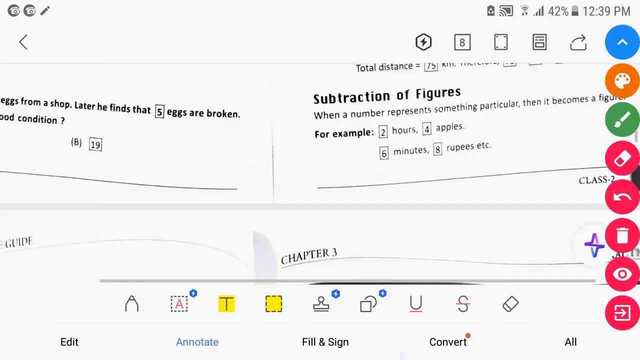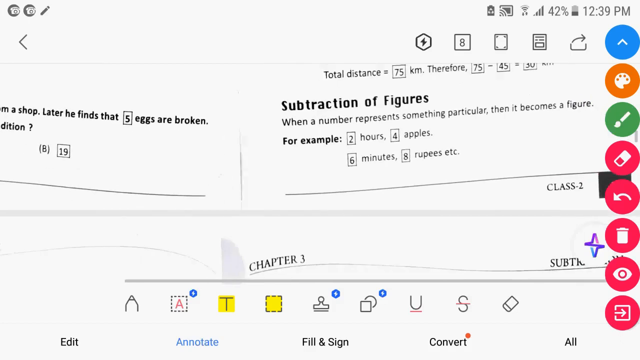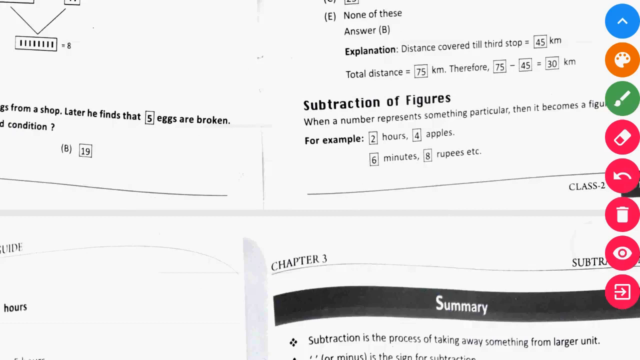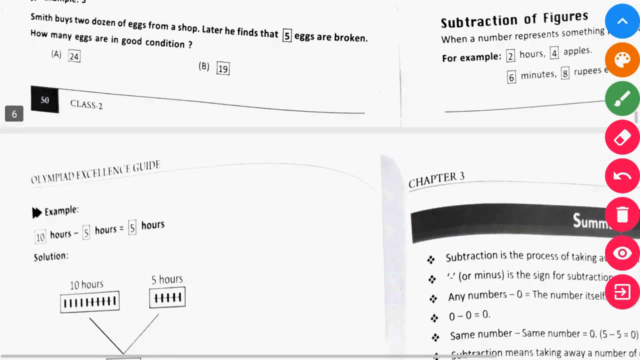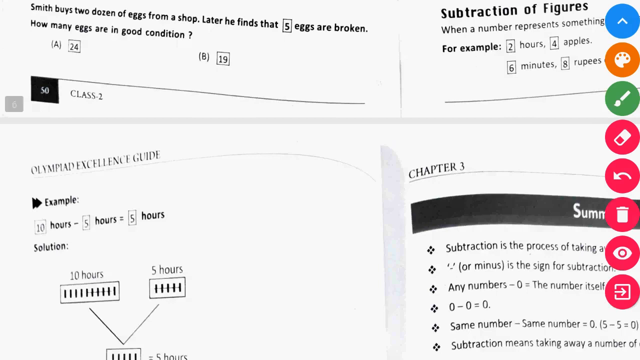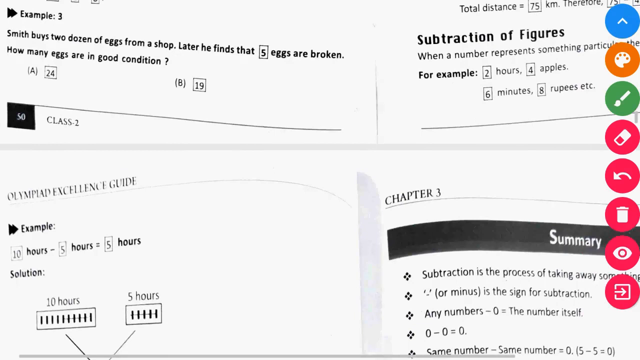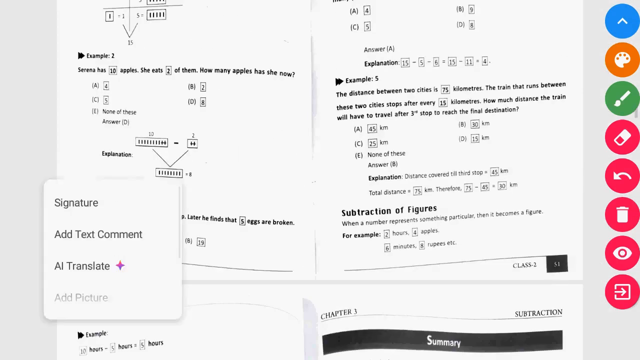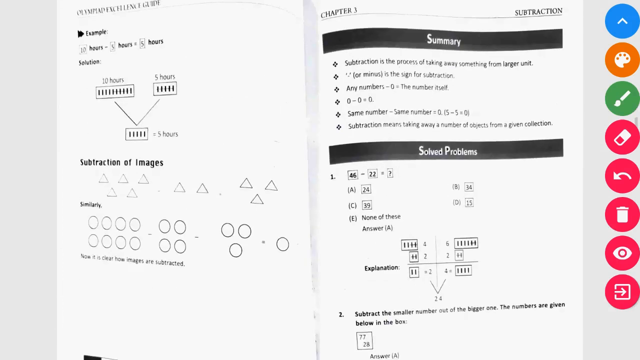So see, when a number represents something particular, then it becomes a figure. So 2 hours are represented by 4 apples and 6 minutes is represented by 8 rupees. So 2 hours is subtracted. Something is off there. Okay, we will directly solve the practice exercise.